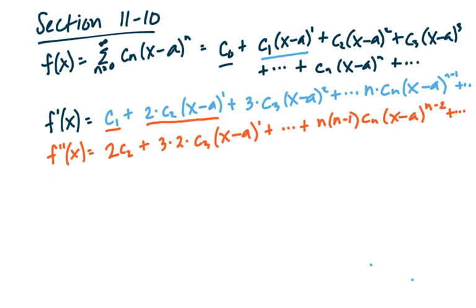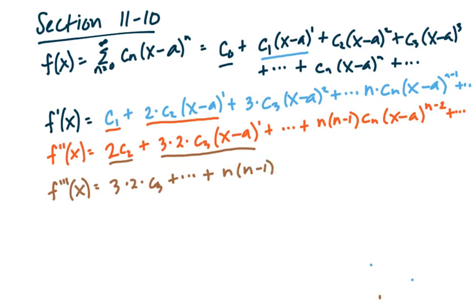Let's look at the third derivative. What happens to the first derivative each time? The derivative of this constant is now 0. So then this will be our first term. We have 3 times 2 times c sub 3, and the derivative of (x minus a) to the first is just 1. So we say plus n times (n minus 1) times (n minus 2) times c sub n times (x minus a) to the n minus 3, plus so forth. Are you following these derivatives?